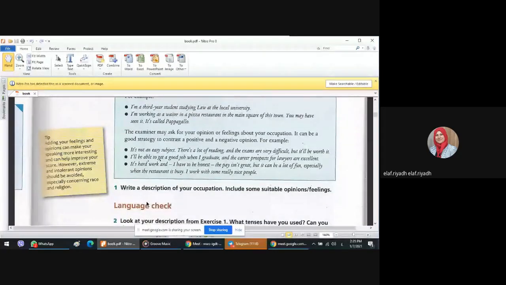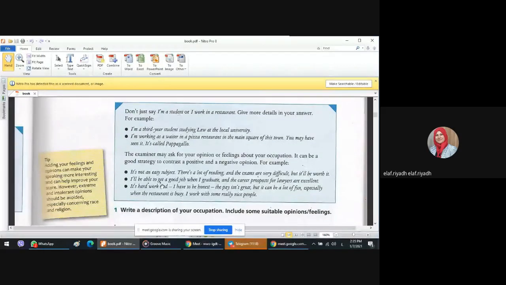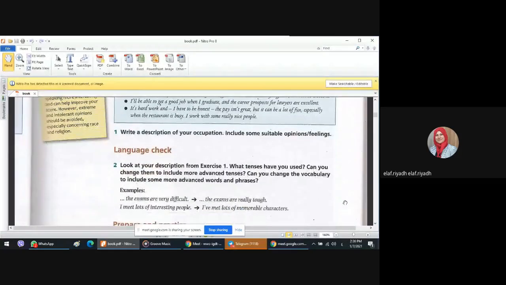Thanks for reading. Okay, here we have number 1. Write a description of your occupation, including some suitable opinions and feelings. Here we have a small description about what you have. In order to answer this question, you can use these expressions, okay?